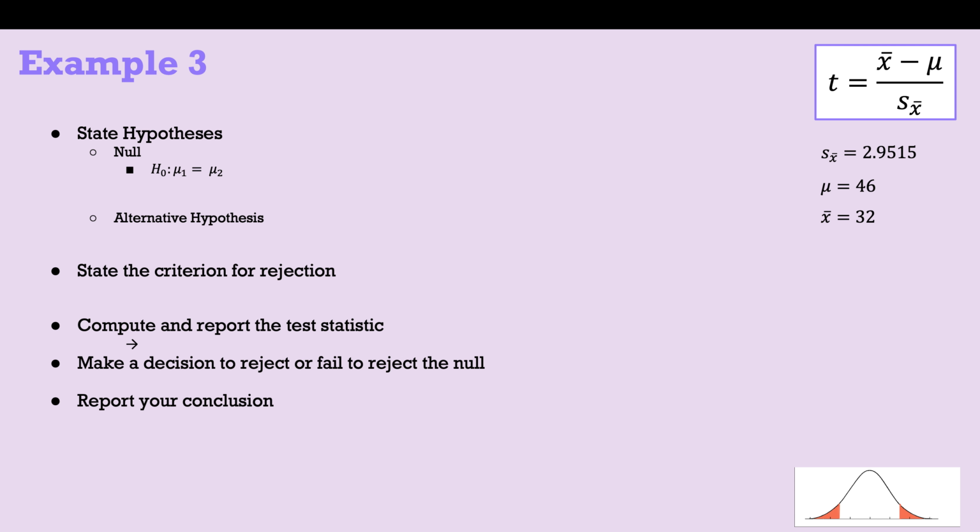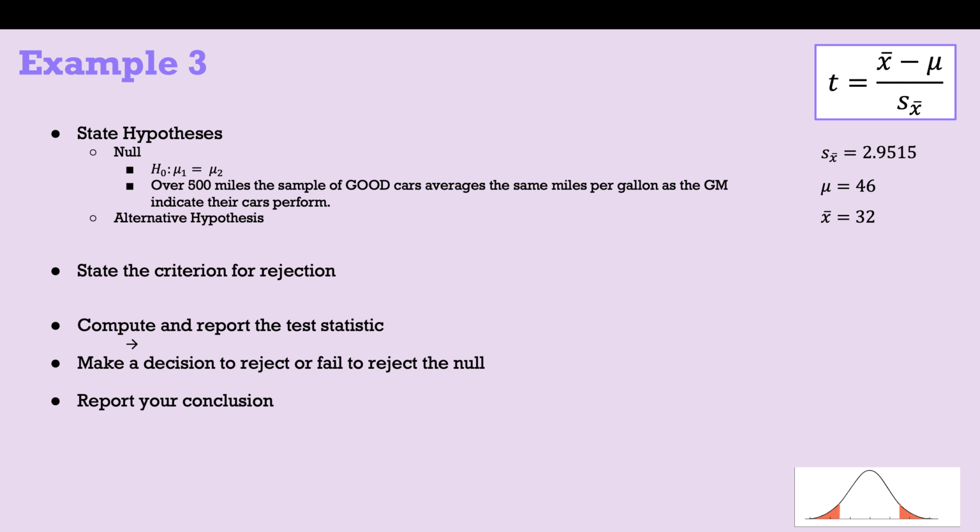So we're going to state our null hypothesis. The mean of the population of GM cars is going to be the same as the mean of what our sample represents. Over 500 miles, the sample of good cars averages the same miles per gallon as GM indicated their cars perform. Alternative, not equal. The good test cars differ in their miles per gallon over 500 miles compared to GM cars.